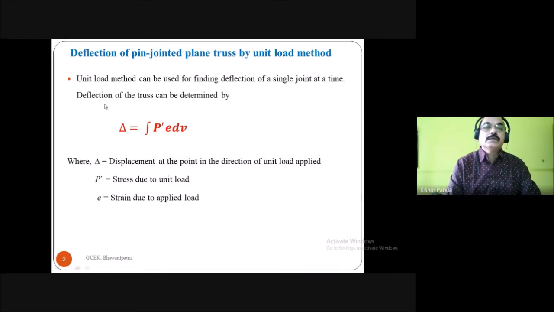So this is the formula, delta. The deflection of the truss can be determined using this formula. Delta is equal to integration of P dash epsilon dV. Delta is the displacement at the point in the direction of the unit load applied, P dash is the stress due to unit load, and epsilon is the strain due to applied load.